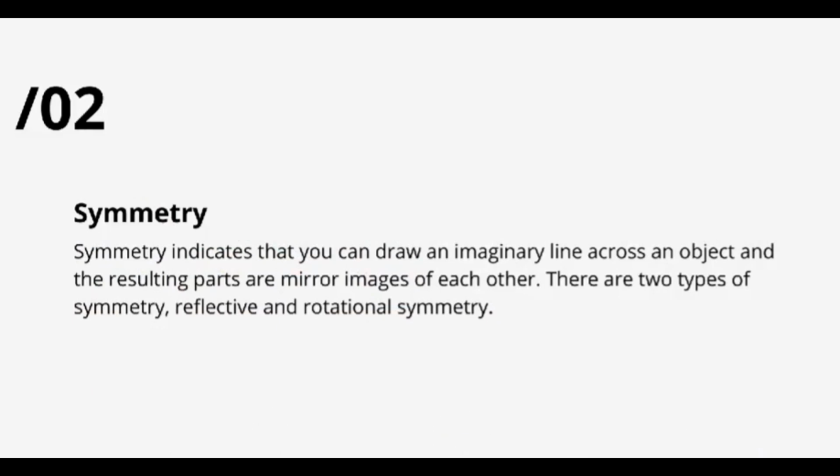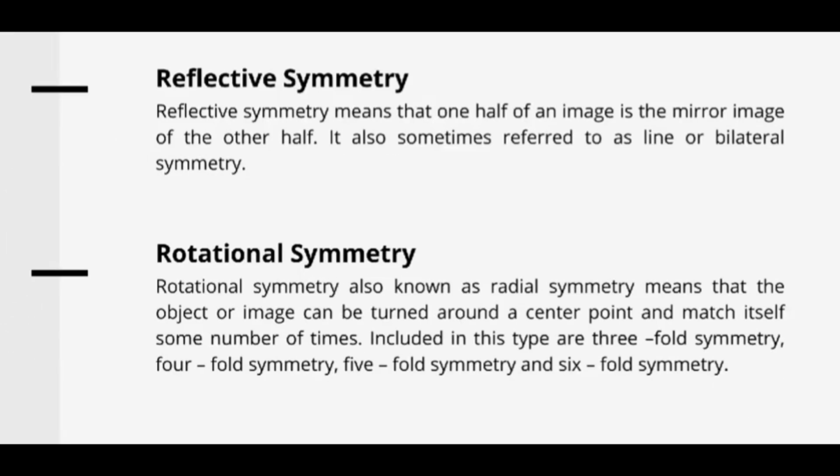Symmetry. Symmetry indicates that you can draw an imaginary line across an object and the resulting parts are mirror images of each other. There are two types of symmetry: reflective and rotational symmetry. Reflective symmetry means that one half of an image is the mirror image of the other half. It's also sometimes referred to as line or bilateral symmetry.